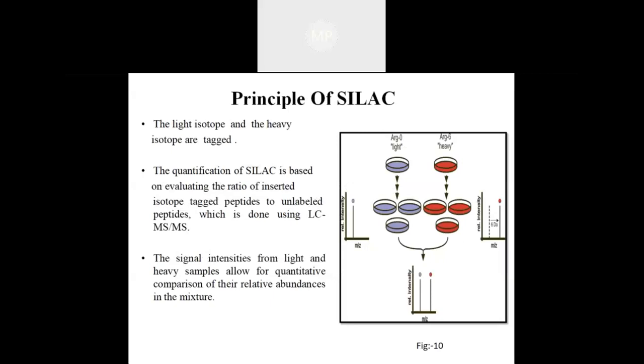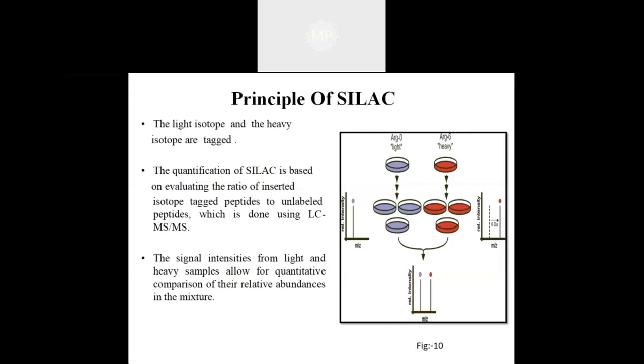This is the principle of SILAC. See here, in SILAC there are two types of labeling, the heavy isotopes and the light isotopes. The light medium comprises the natural isotope amino acids, while the heavy medium contains the stable isotope tagged amino acids. After a sufficient number of cell divisions, here we can see the sufficient number of cell divisions.